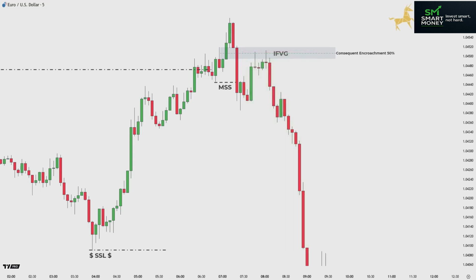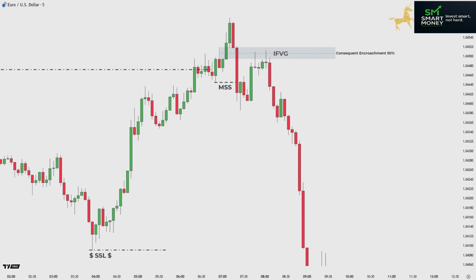As you can see, price pushes back up into the zone, taps the inversed FVG, which now acts as a resistance level, and triggers the sell order. After that, price reverses with strong bearish momentum and moves sharply downward. Finally, it reaches the take profit level, validating the strategy with a clean, high-probability move.